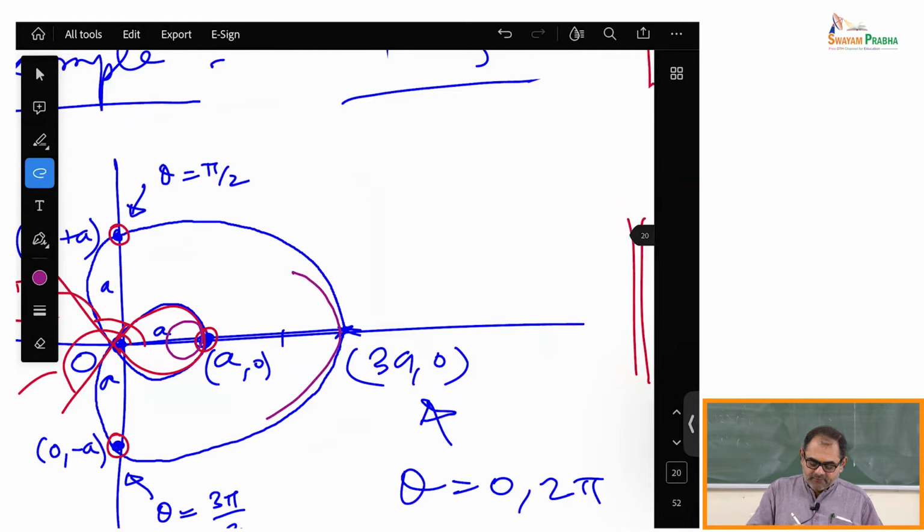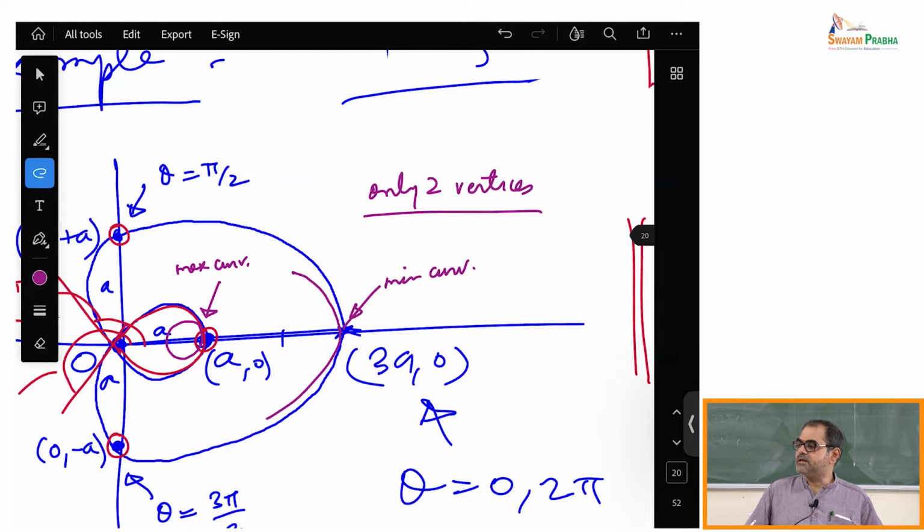And therefore at this point I will have the minimum radius of curvature, so I will have maximum curvature, and at this point I will have minimum curvature, and you have only 2 vertices. So it's a counterexample showing that simplicity is very, very important. If you relax simplicity, then you have a possibility where you can have exactly 2 vertices. But if you put in simplicity, then you also get smoothness, and on top of that you will get at least 4 vertices.